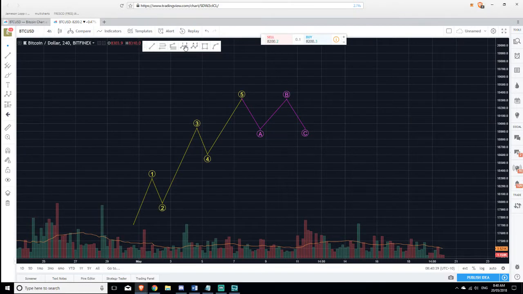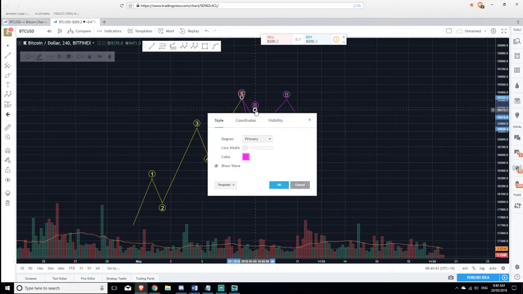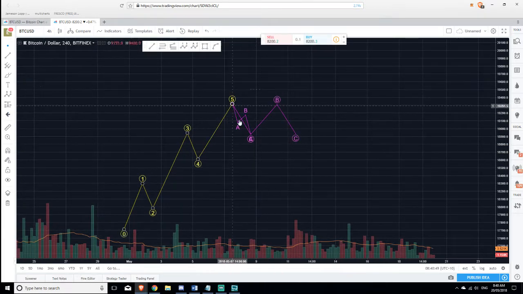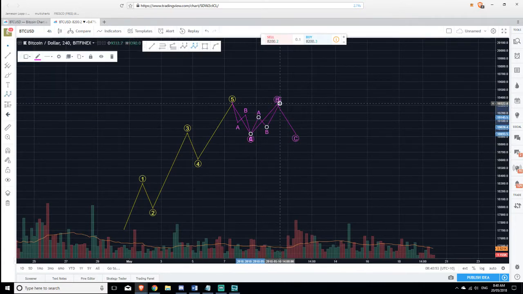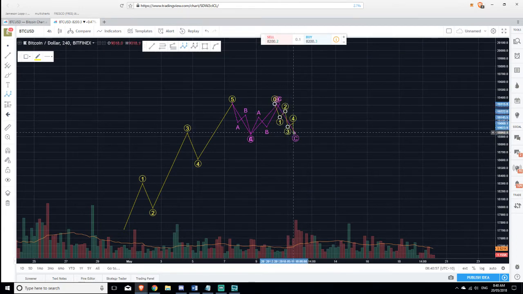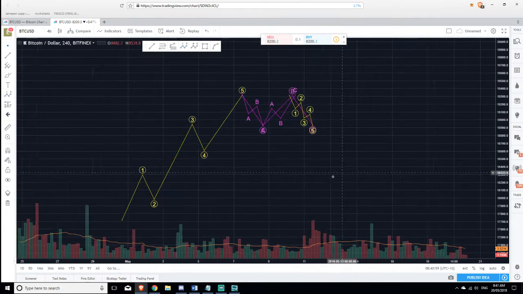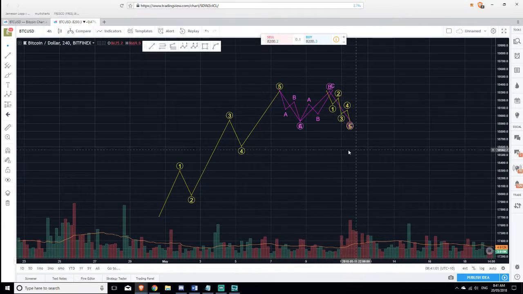And usually inside of here you have three waves down. Disregard the ABC. It should be three waves down, 3 waves up, and then 5 moves down. Something like that. That's a regular flat.